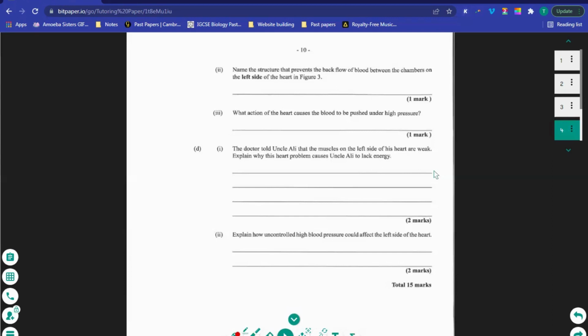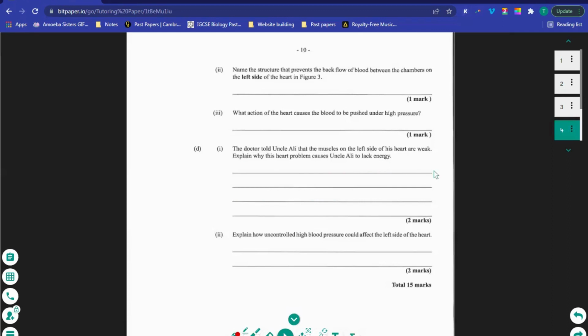But if the muscles are weak there, then that means it's going to most likely be pushed out of the heart at somewhat of a low pressure. So how would we explain why this problem is causing him to have a lack of energy? Well, it is related to the fact that the respiring cells are not getting oxygen at a rapid pace. So therefore, there isn't as much ATP being made as there should be.